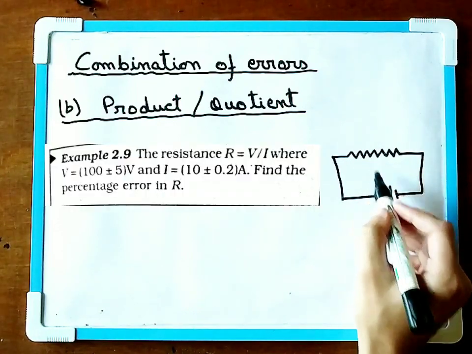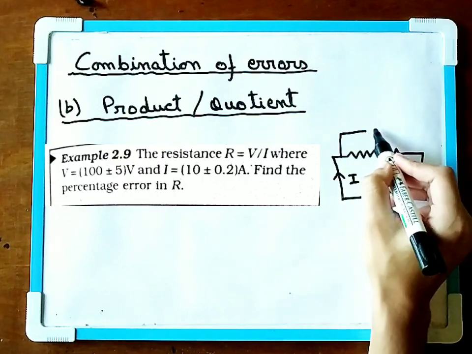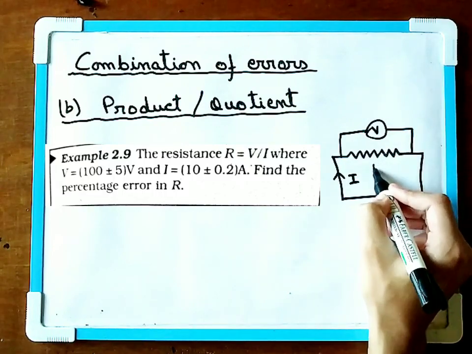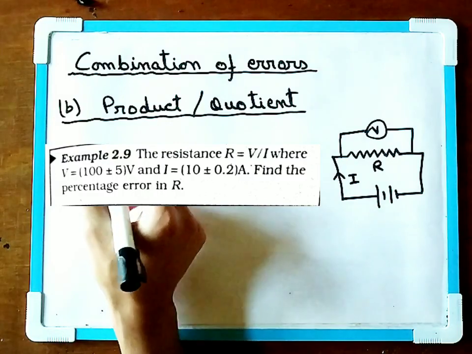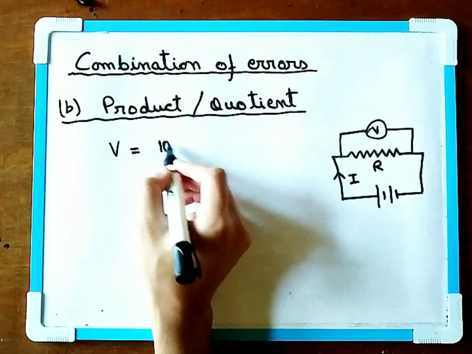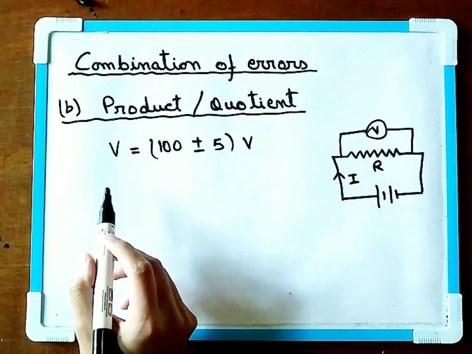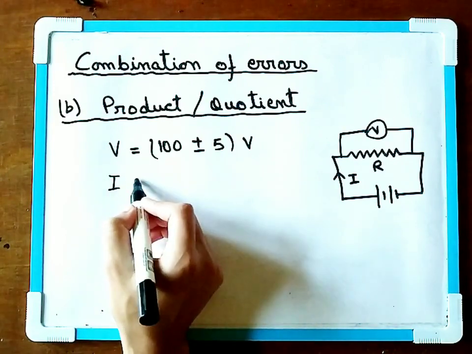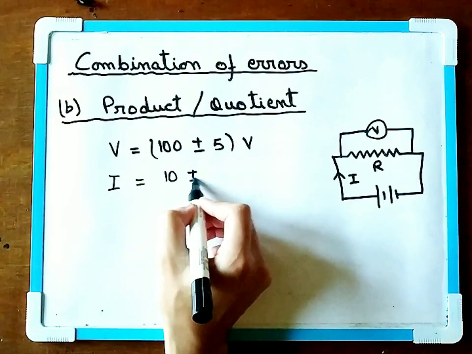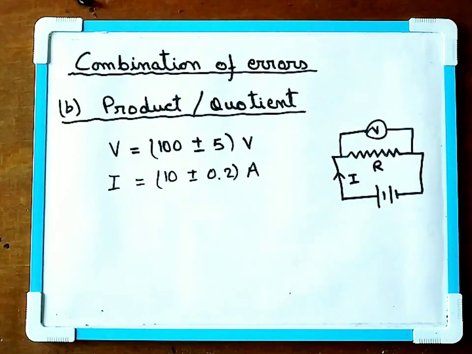So this is a battery and this is a resistor, and current is flowing through this circuit, and that current is I. And say we have a voltmeter, or we want to calculate the voltage across this resistor of resistance R. Then if we have measured the voltage as V is equal to 100 plus minus 5 volts. So this is the voltage across the resistance R. It is measured as 100 plus minus 5 volts, and the current is also measured as 10 plus minus 0.2 ampere. So we have these two values here, two quantities, voltage and the current.